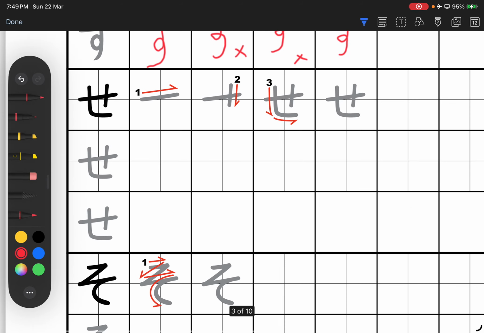Okay, next we have se. Right, one horizontal inclined line, and then I will usually do this first. I'll do the shoot down and then curve, and then the last line. Se. If I need to write fast, it's like se.